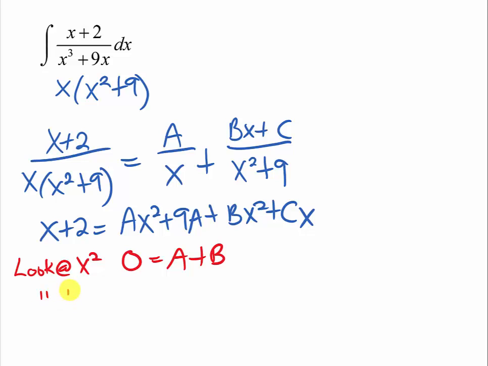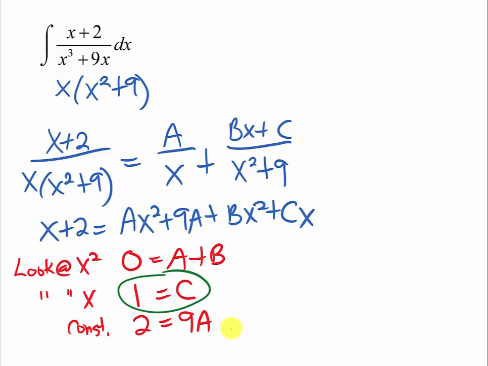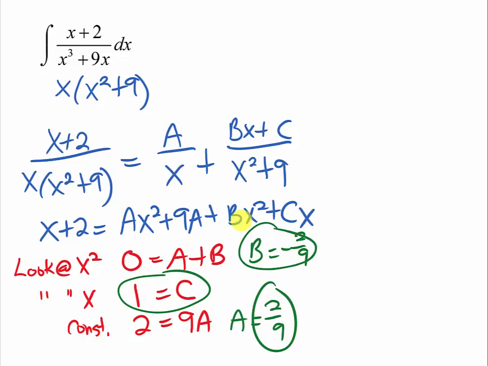Now I'm going to look at the x's. There's 1 on the left and there's a C on the right. Now I'm going to look at the constants. There's a 2 on the left and there's a 9A on the right. So I already know C, and it looks like A is going to be 2/9. Well, then I already know B, because that's got to be negative 2/9 if I put 2/9 in here and solve that. Okay, so here are my coefficients.